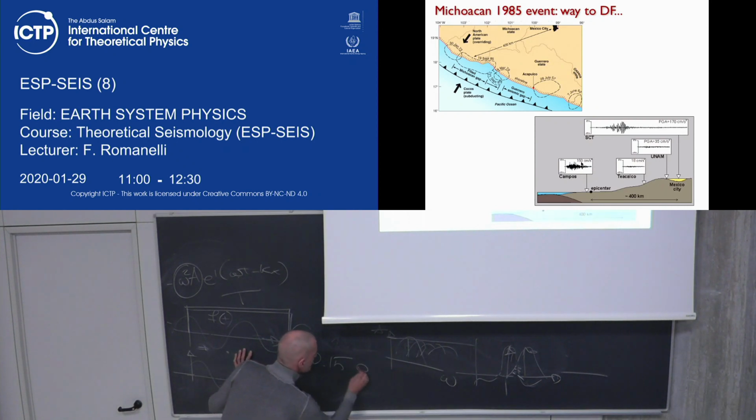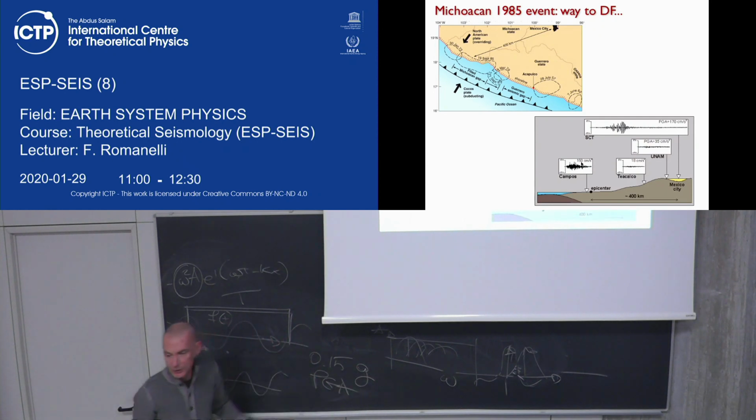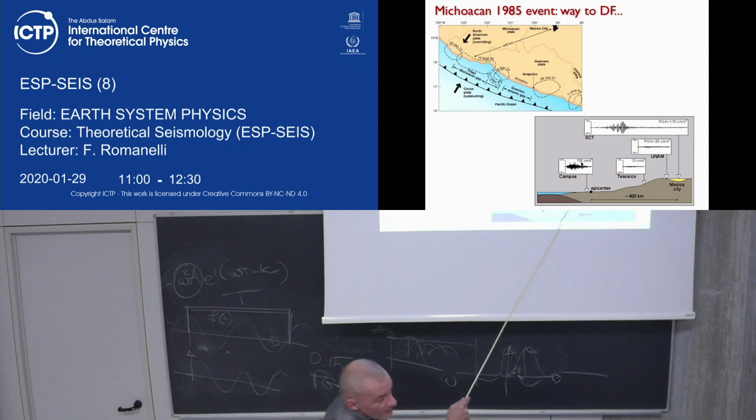0.15 G of PGA. Why PGA? Well, it's the most adopted parameter for hazard. Most times, peak ground acceleration. So you take the peak. Okay? Now let's take a look at the signal. Okay, it's going. Oh, it's nothing here.